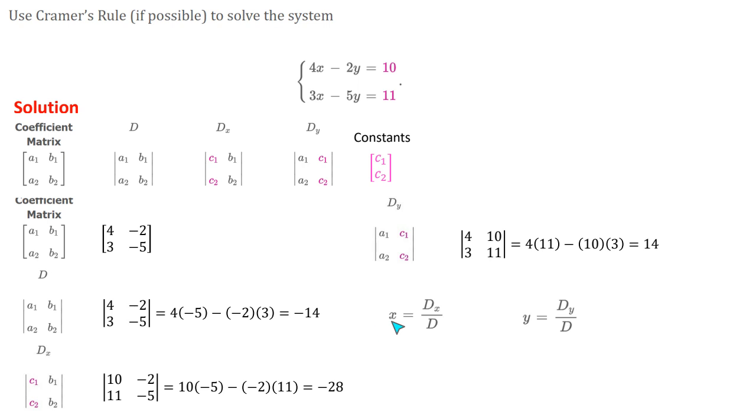And so now I can find x by dividing dx divided by d. So dx, we said, was -28. And then d is -14. So we have negative divided by negative will be a positive. And then dy was 14. And the determinant was -14. So we end up with -1. So my solution is x equals 2 and y equals -1.